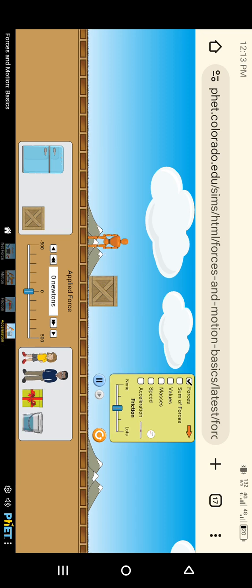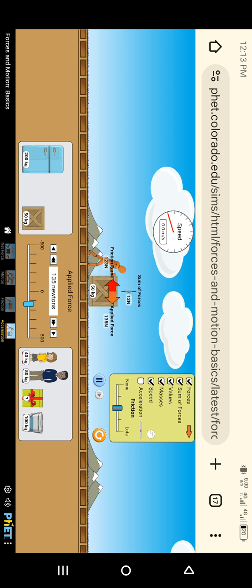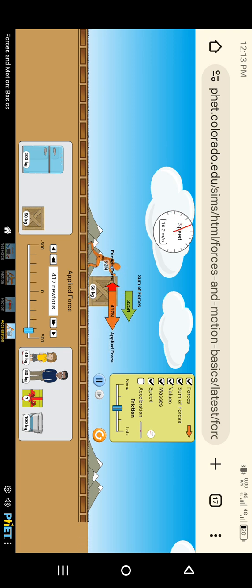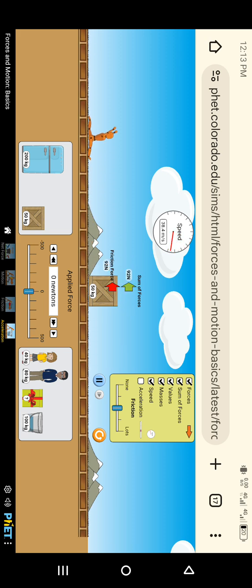We can go to the concept of acceleration. Remember, the acceleration depends on the mass of a moving body and the applied force. So if I increase the applied force, the body will move very rapidly. That is very great acceleration.